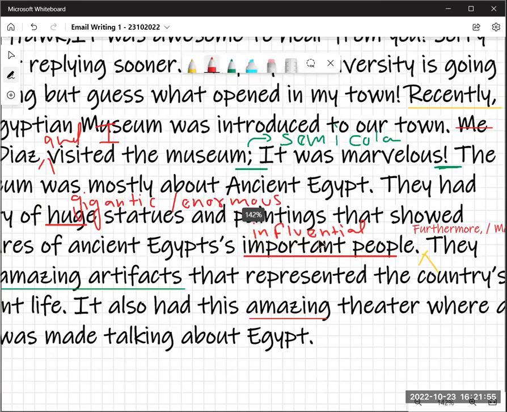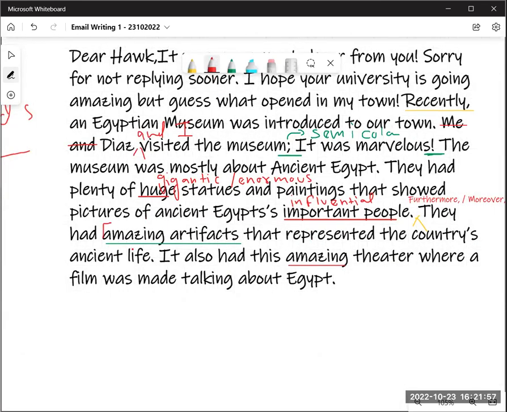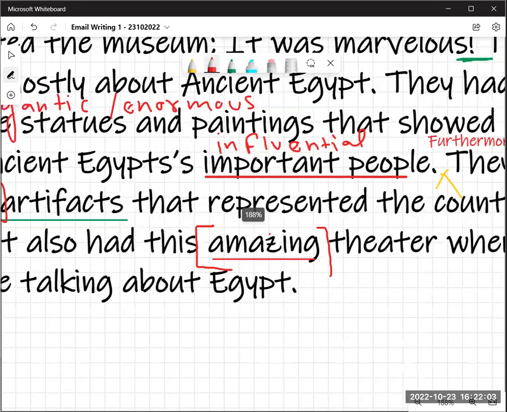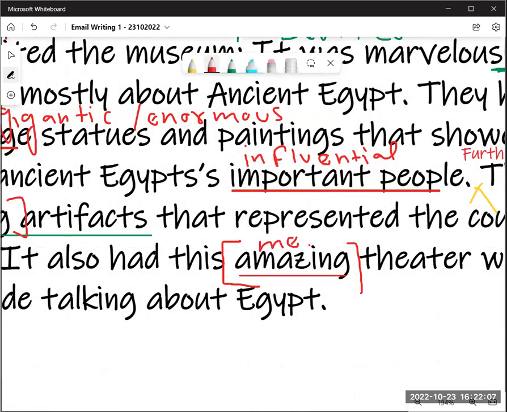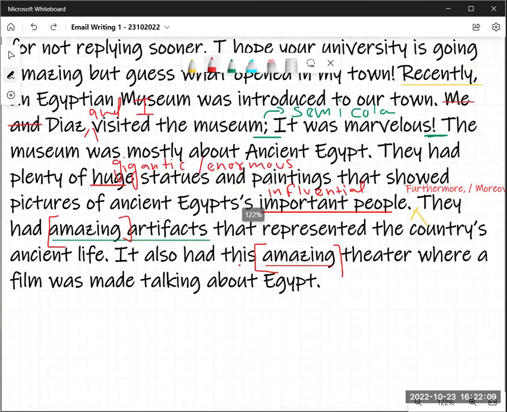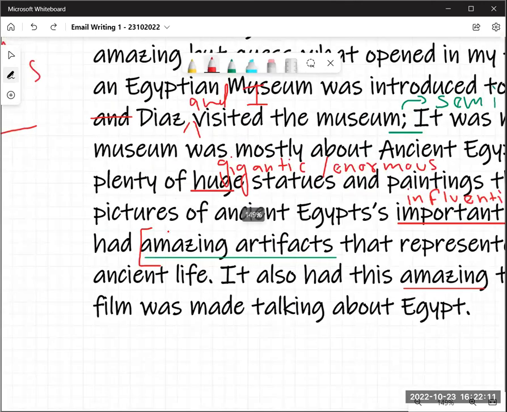That's again vocabulary. And what you're doing is you're repeating amazing. Amazing artifacts, amazing theater. That's not good. That's repetition of words. Okay. Instead of amazing, we'll say they had amazing artifacts and mesmerizing, or let's say amazing theater. And let's change this amazing to mesmerizing.